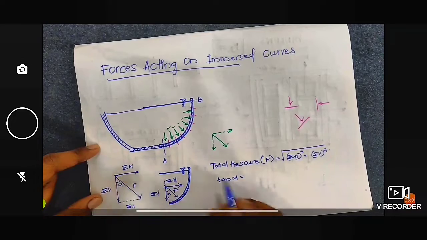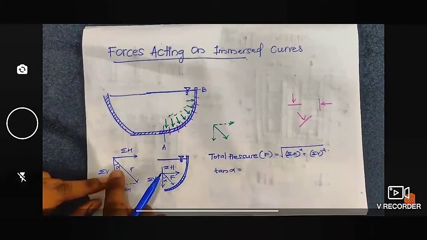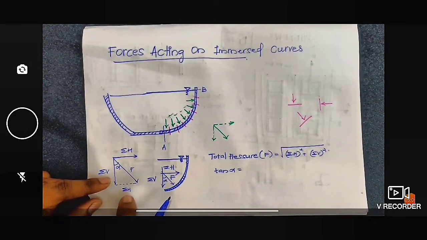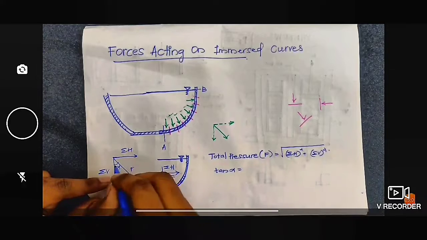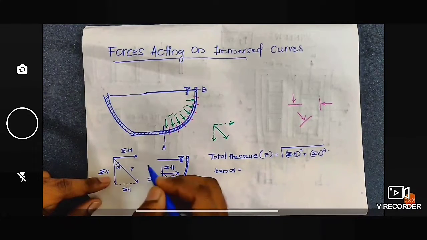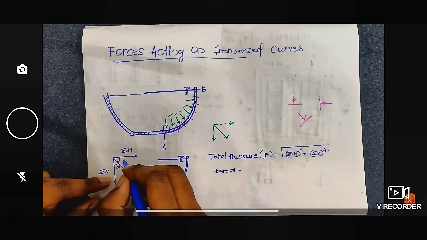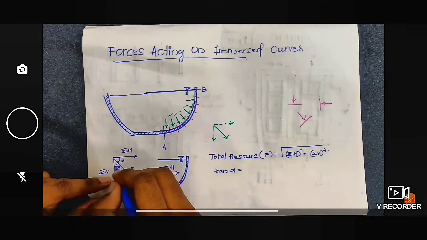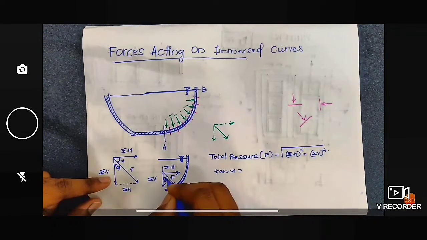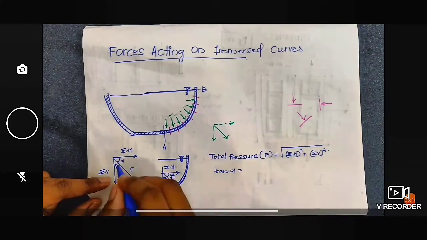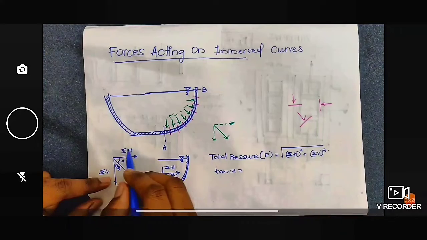So this angle is alpha. So what is tan alpha from this? Let this angle be alpha, the angle which it is making with the horizontal.